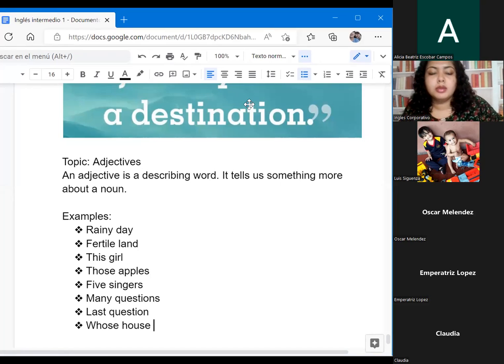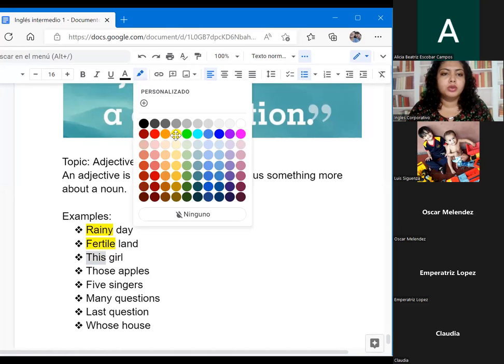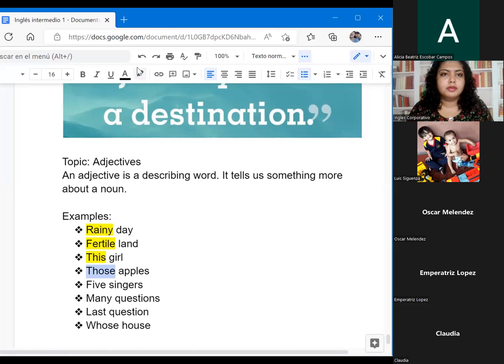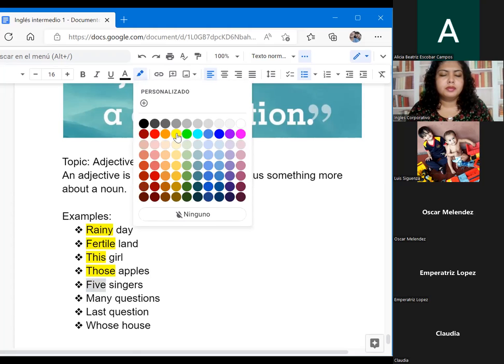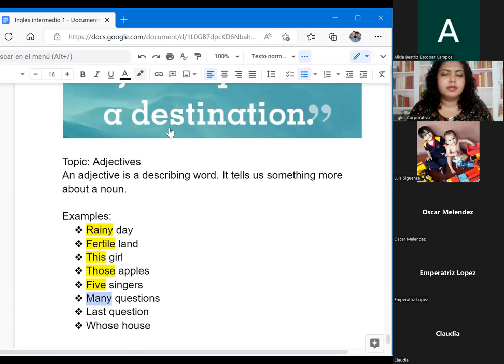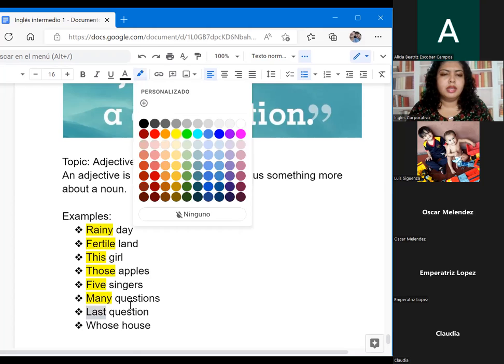Okay, we have here some examples of nouns that are using adjectives that are describing the noun. For example, rainy day. This one is the adjective, rainy. Then this one, that is the first word that we have here in the list. Then this. Also, we have those. We have five. Many. Last. And whose.